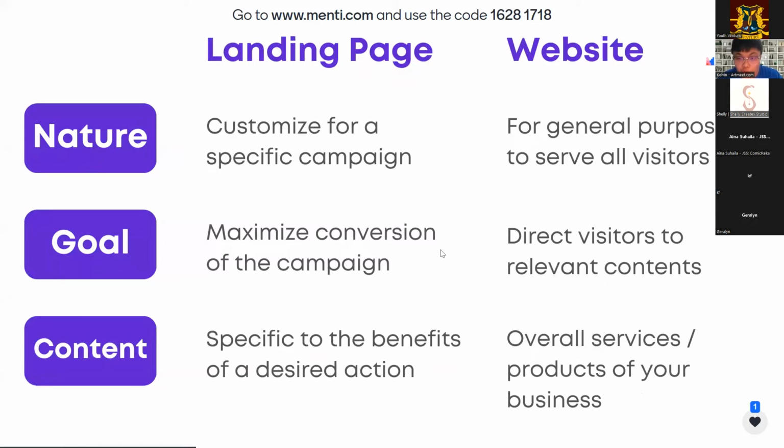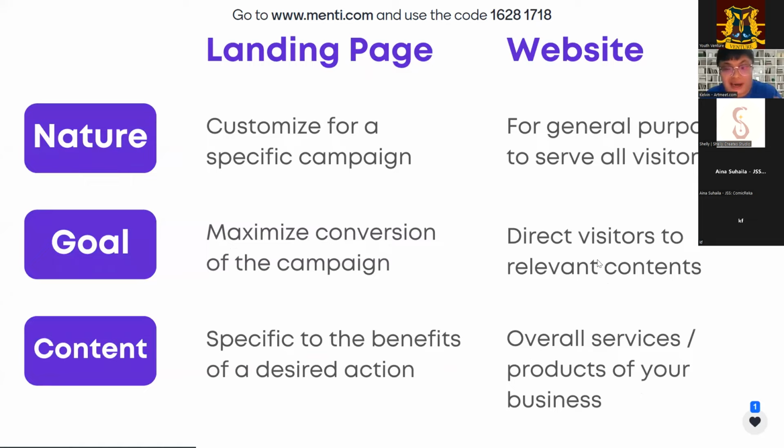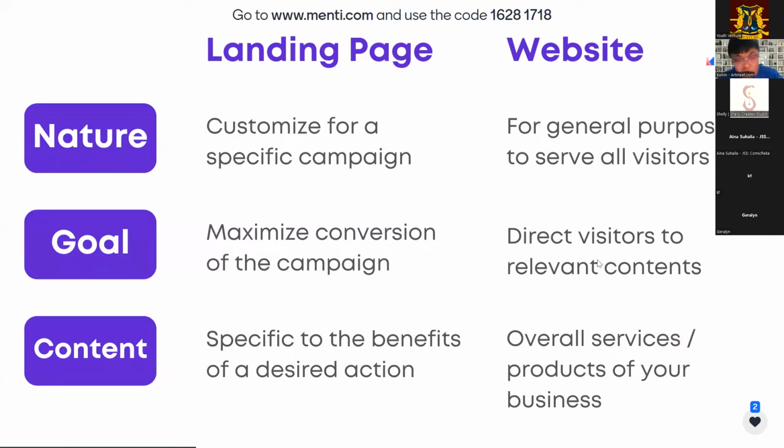But the goal of a website is actually to direct visitors to relevant content. For example, we have the navigation bar: about us, contact us, and blog. Different people, if they want to view your blog, will click the blog button, and the website will redirect them to the blog. For contact purposes, they will go to the contact us page. So the goal of the website is to direct visitors to the places they are looking for. That is the main difference in the goal.